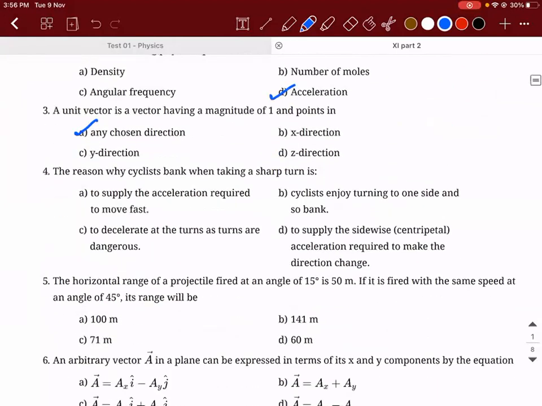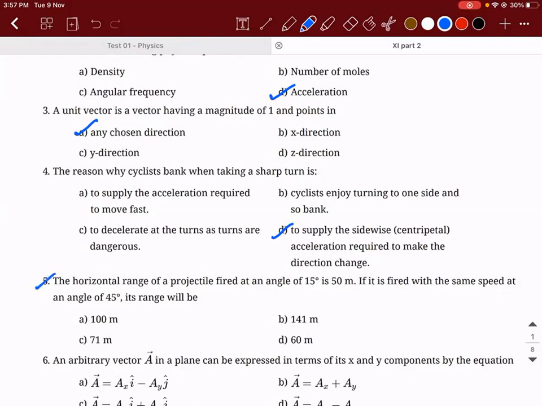The reason why cyclists bank when taking a sharp turn is to what? Option B, D. B is right. To supply the sidewise centripetal acceleration required to make the direction change. So whenever your banking concept comes, banking is circular motion. For every circular motion, there should be a centripetal force that is coming into picture.